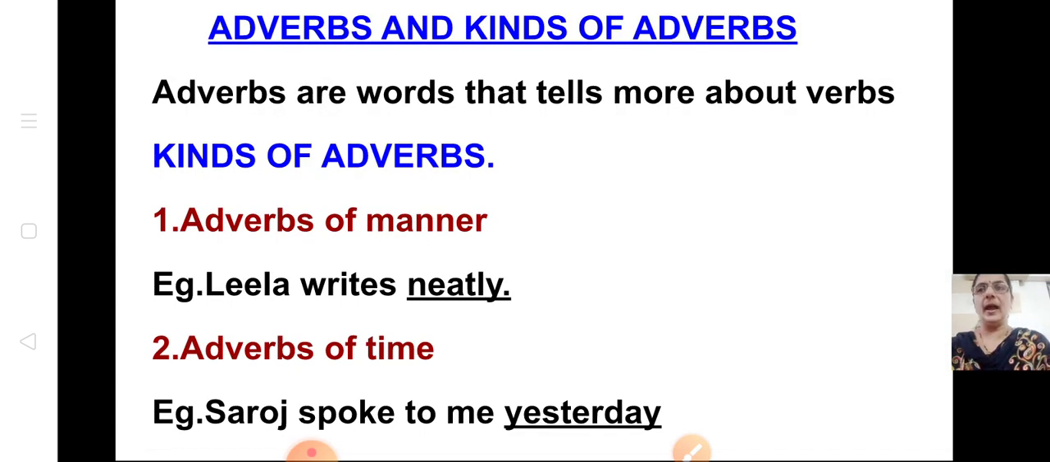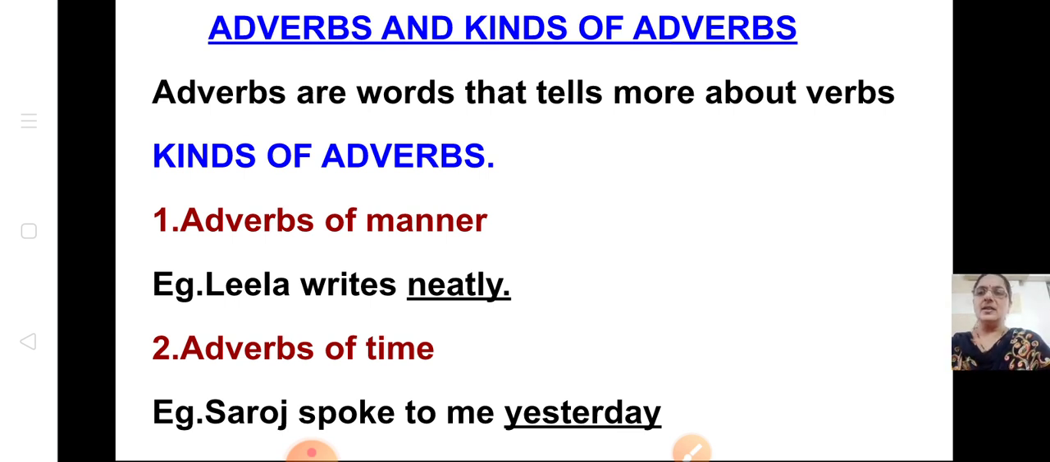Okay, we learnt about adverbs, and kinds of adverbs. What are adverbs? Adverbs are words that tell more about verbs. See the name itself, adverbs. That means it adds meaning to the verbs. So what are the kinds of adverbs we learned? Adverb of manner: Leela writes neatly. How does she write? Neatly. This is called manner. When you ask the question how and you get the answer, it is called manner.